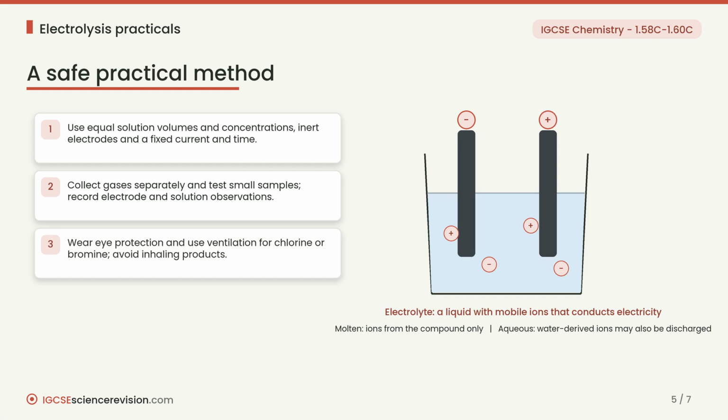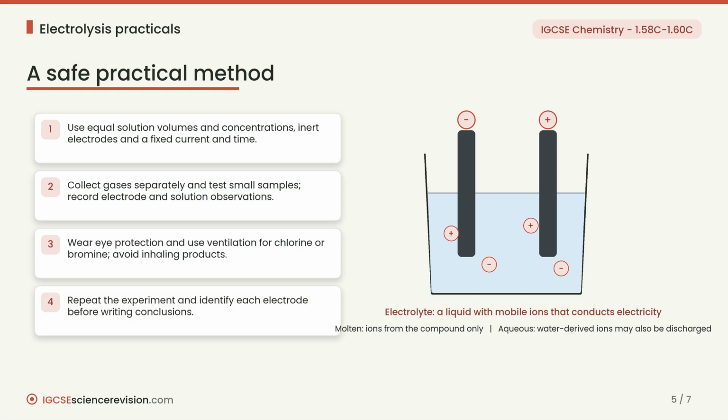Wear eye protection. Chlorine and bromine are harmful, so demonstrations involving them require suitable ventilation and no inhalation of products. Repeat the experiment and label anode and cathode clearly before matching observations to half equations.